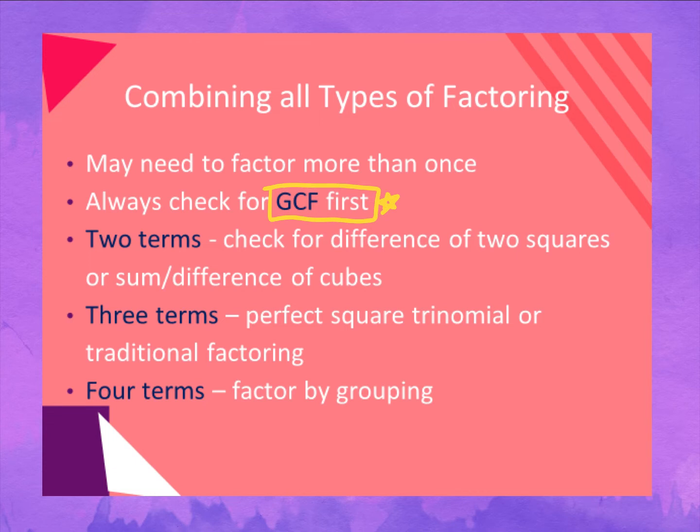When we have two terms, we check for the difference of two squares. So the difference of two squares, we're always subtracting. And when we factor the difference of two squares, we end up with two parentheses. One of them gets a plus, the other one gets a minus. We haven't done sum or difference of cubes yet. We'll do that once we get into the Algebra 2 stuff. So we can cross that off. So whenever we have two terms, first thing, check for GCF. Next, check for the difference of two squares.